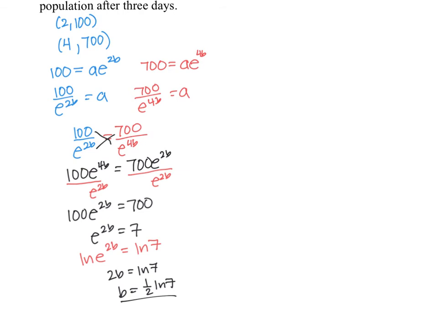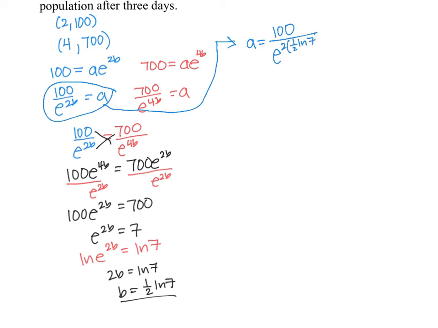Okay, so after all that, I got b equals 1/2 ln 7, or ln 7, the whole entire thing over 2. Either way is fine. I still need to find a, so I'm going to plug it into this equation, or really any other equation that has a and b in it, just because the numbers were smaller than the other one. But I would get the same answer both ways. So if I plug it in, I get a equals 100 over e to the 2 times b, and b is 1/2 ln 7.